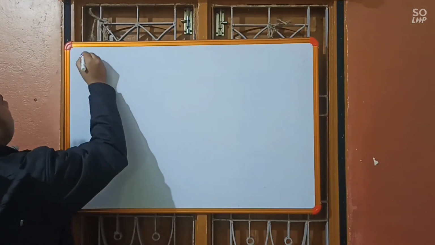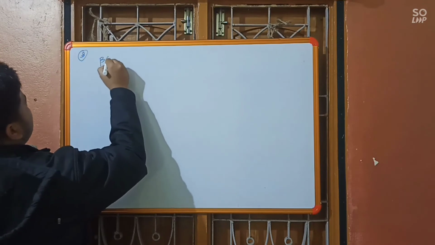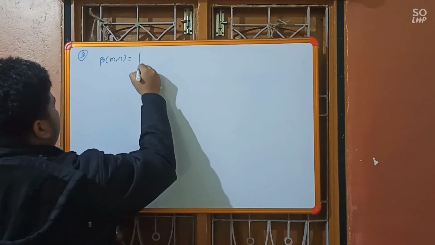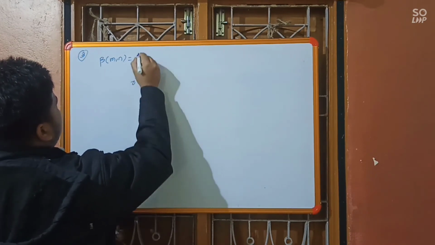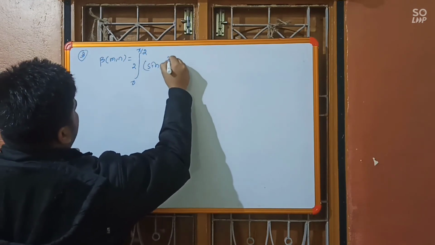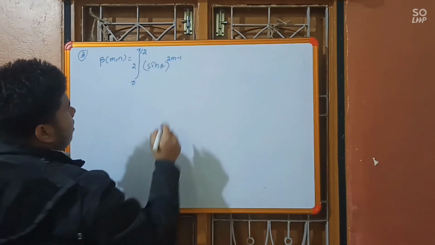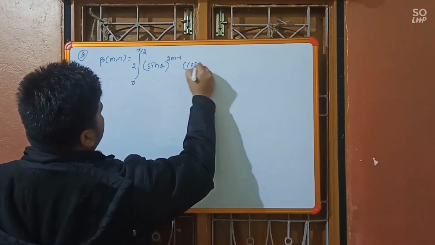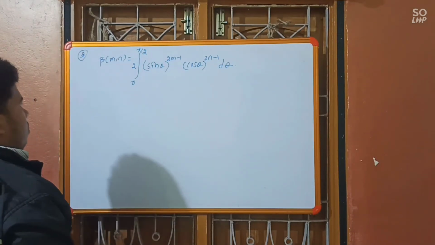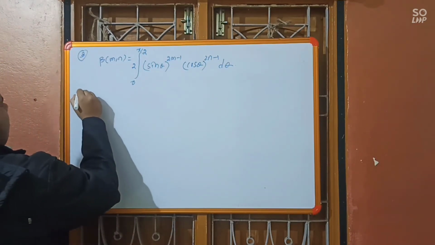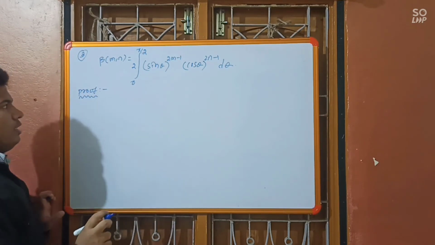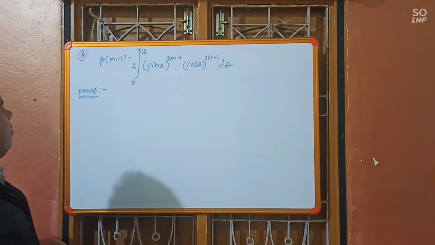So the third property of the beta function, that is beta mn is equal to 2 times the integral from 0 to pi by 2 of sin theta to the power 2m minus 1, cos theta to the power 2n minus 1, d theta. So see the proof of this third property of the beta function.